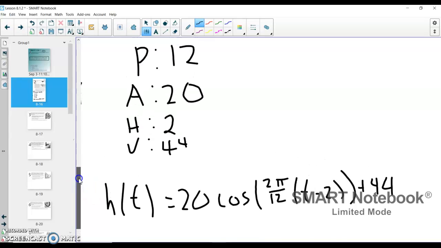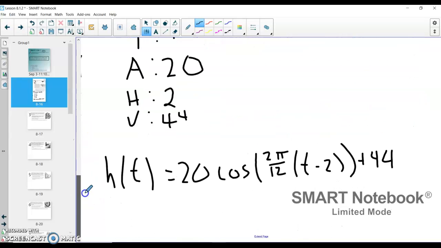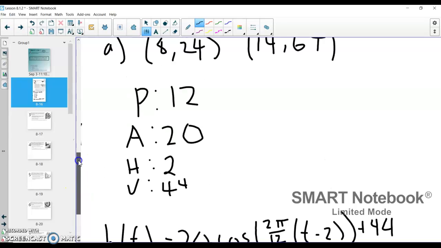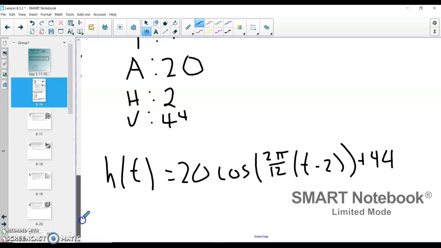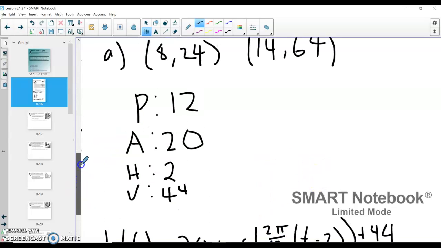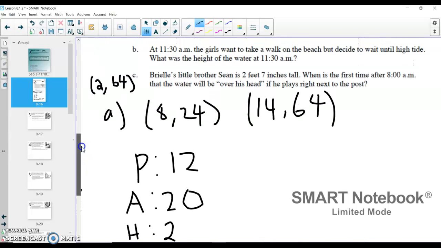Okay? Now, when they want us to answer this question, and I'll have that graphed and we'll see it in Desmos in a second. When we want to answer this next question, it says the girls are walking on the beach but decide to wait until high tide, what was the height of the water at 11:30? Well, for us, 11:30 is a t value of 11.5. Okay? And so what we would do is take our equation, plug in 11.5 into it and see what the height is at that time, and that's what I'm going to do on Desmos.